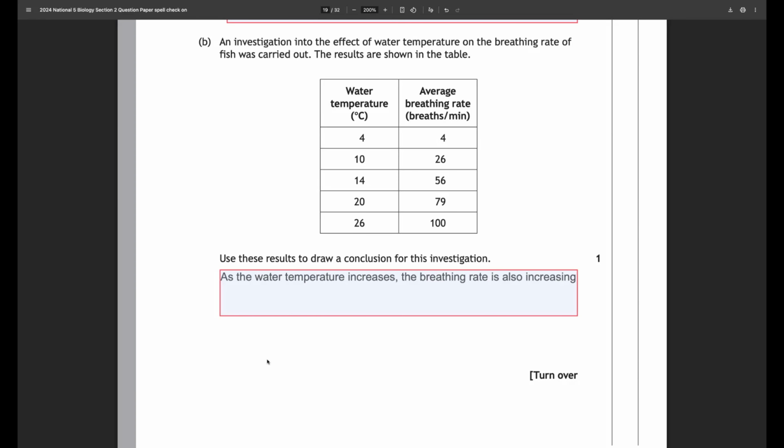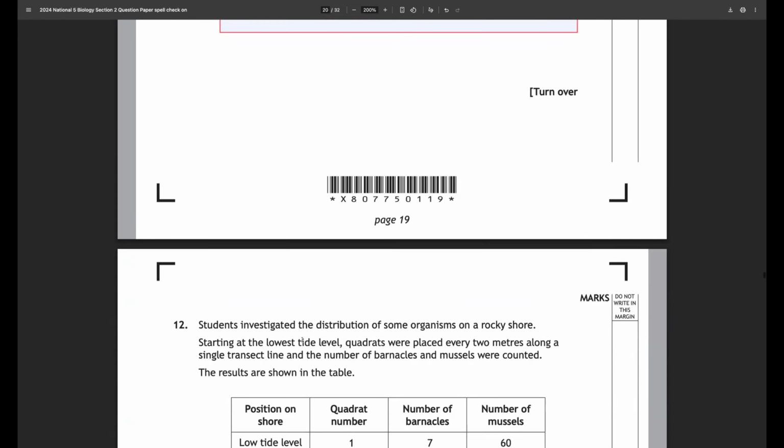All right, so conclusions relate back to the aim. And in this case, we've got a direct measurement of the two parts of our aim, water temperature and breathing rate. That's actually what's in the table. Sometimes what's in the table is something different, and you still have to refer back to the aim rather than what's in the table for that one. But we'll come across examples of that another time.